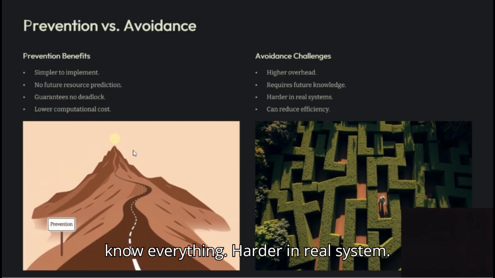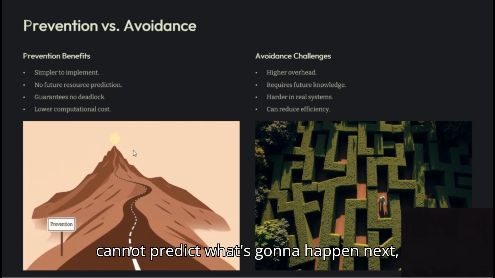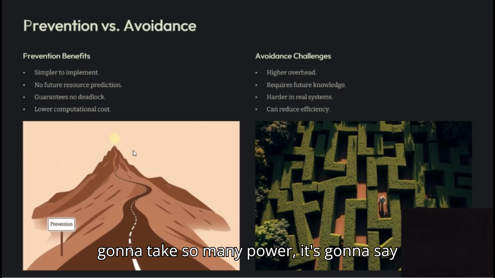Third, harder in real systems. If you're going to talk about practical and real systems, obviously it's going to be harder if I cannot predict what's going to happen next, right? And it can reduce efficiency. It's going to take so much power, so much memory, so many calculations that it can reduce efficiency. And from there, I'm going to conclude the deadlock.